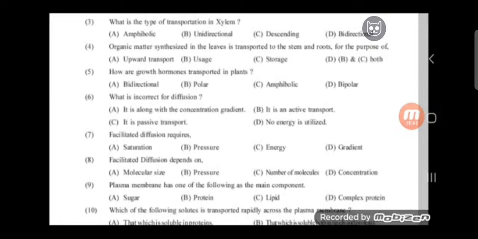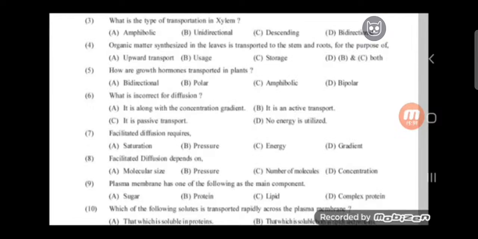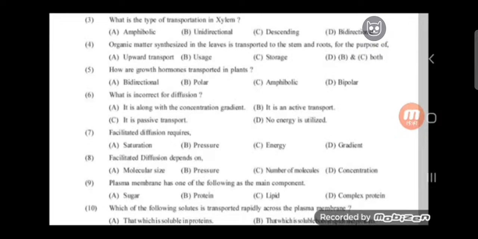So the correct answer for question number 6, sorry, incorrect means the correct answer for question number 6, what is incorrect for diffusion, is option B, it is an active transport. Diffusion is not an active transport, so therefore option B is the answer for question number 6.